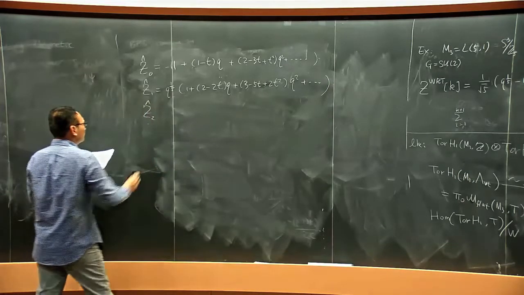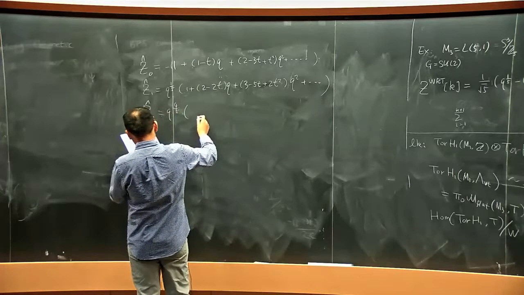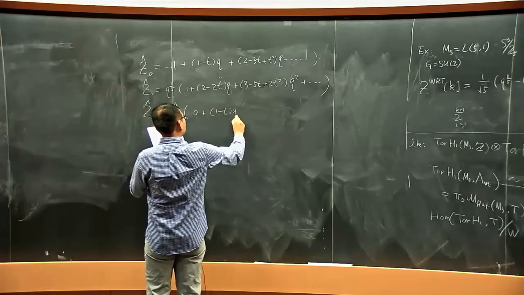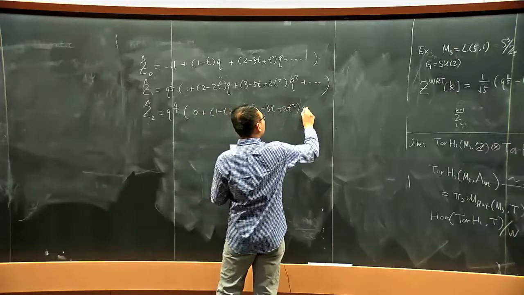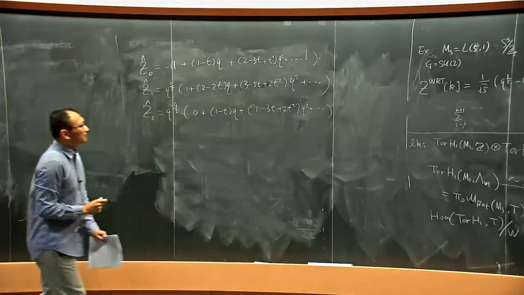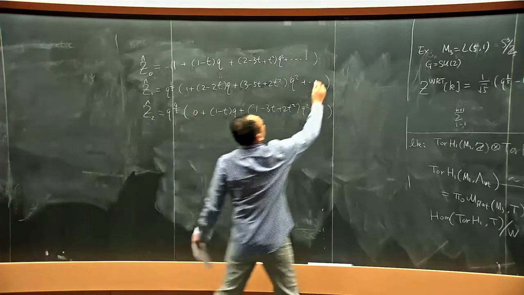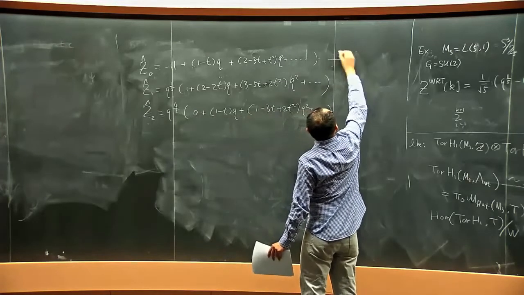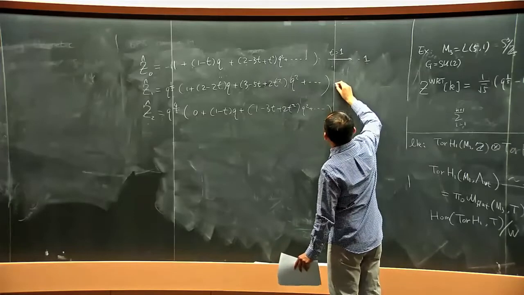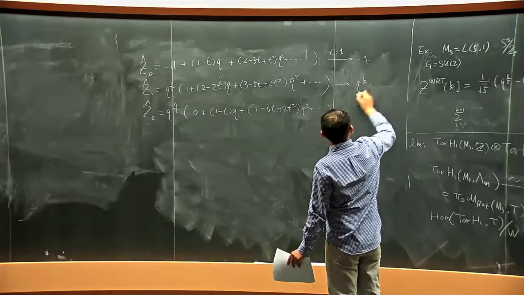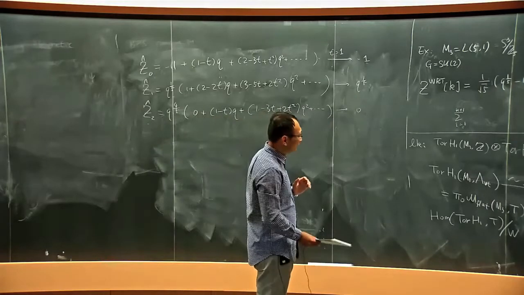And Z hat 2 will be q to the 4/5 times (0 plus (1 minus t) q plus (1 minus 3t plus 2t squared) q squared plus dot dot dot). And if you take t equals 1, you get the unrefined version. In that case, you will have Z hat 0 equals minus 1, Z hat 1 equals q to the 1/5, and the last one being 0. And then you can see for yourself that this conjecture actually holds.